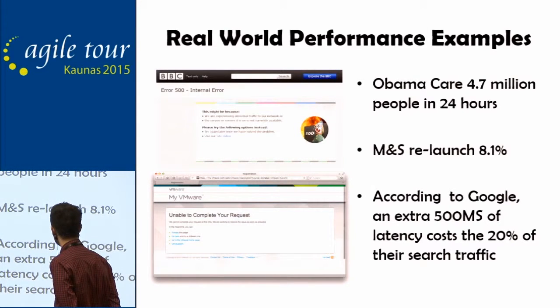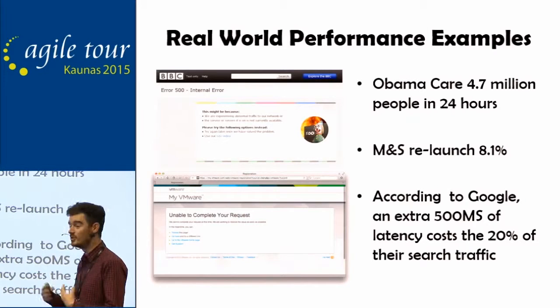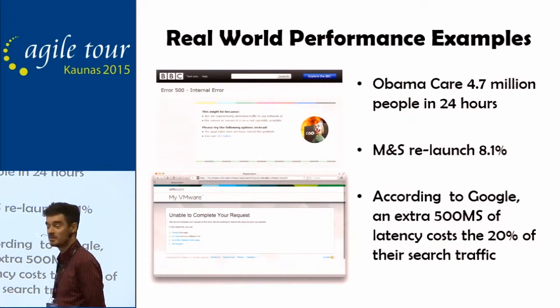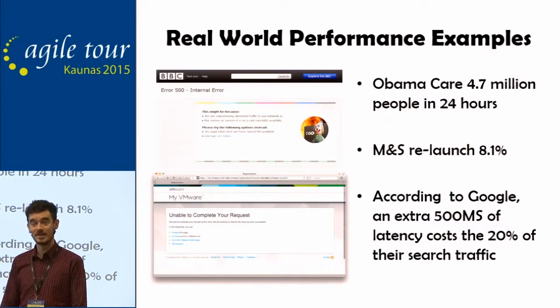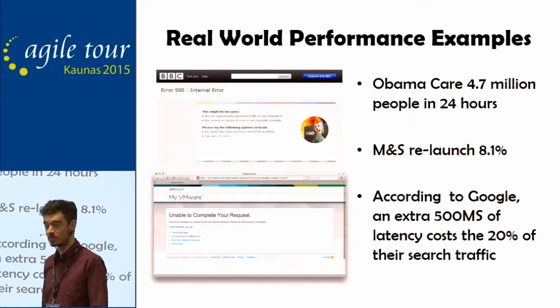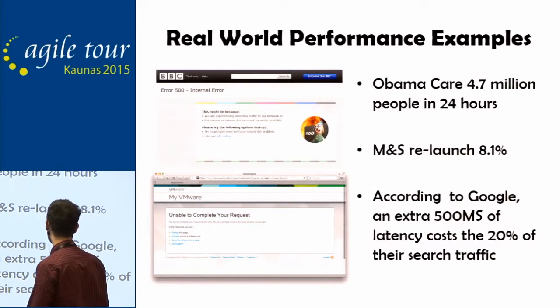Marks and Spencer's in the UK. Does anyone know Marks and Spencer's? So it's, yeah, massive, massive chain. Sells everything, food, clothes. It's the sort of the cornerstone of the high street in the UK. They relaunched their website. It was meant to be massive gains. They were meant to sell lots of stuff. But actually, they relaunched. They had performance problems, and sales slumped 8.1%. So they ended up losing money on that.